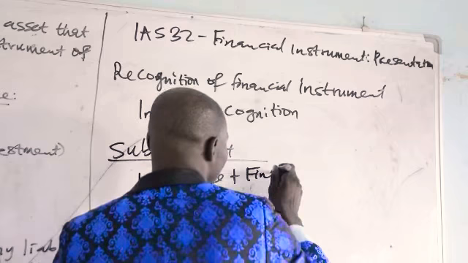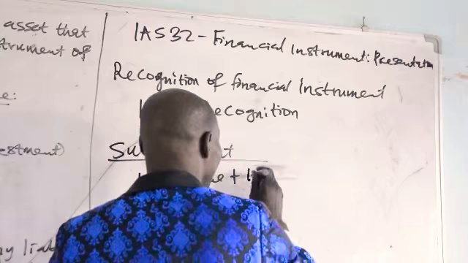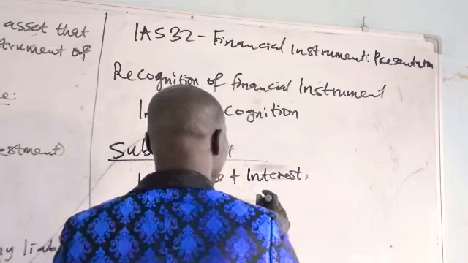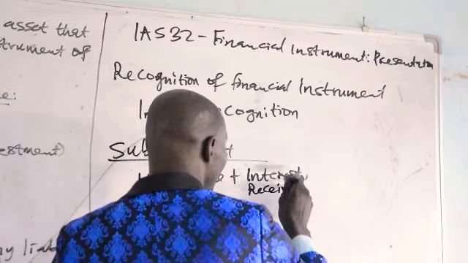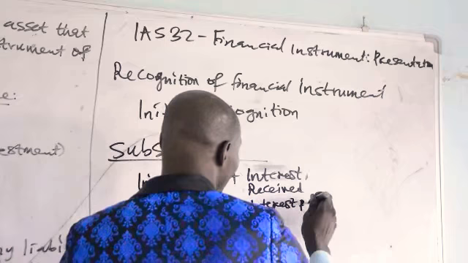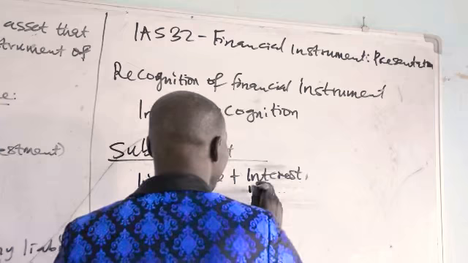Because you can have financial assets or financial liabilities. So that's why I don't want to put finance cost. Minus interest. If it is a financial asset, you will receive interest. You can have interest received. And if it is a financial liability, you have interest paid. Interest income, if it is a financial asset. And if it is a financial liability, you have interest expense.